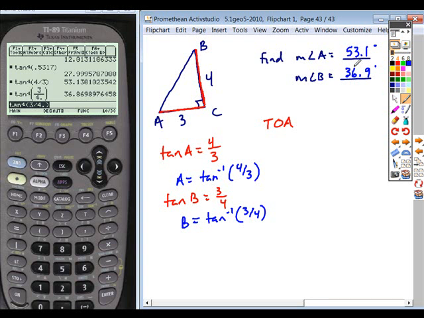Now, does this make sense? Are these two angles adding up to what I would expect them to add up to? What should the acute angles of a right triangle add up to? 90 degrees. Is 53.1 and 36.9, do those add up to 90?